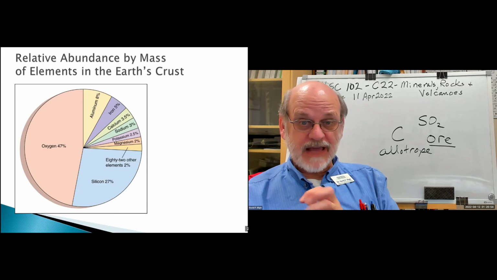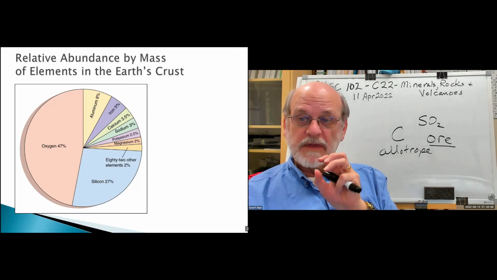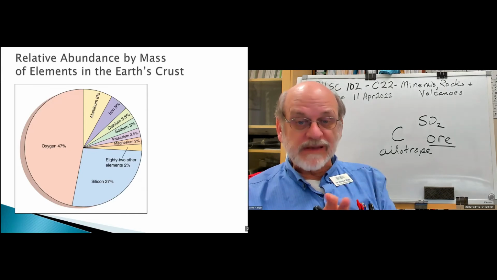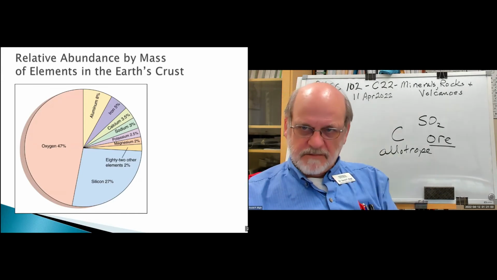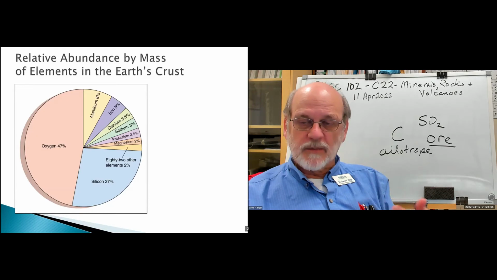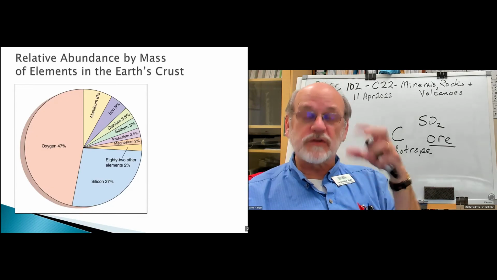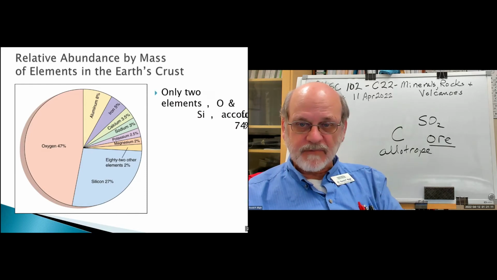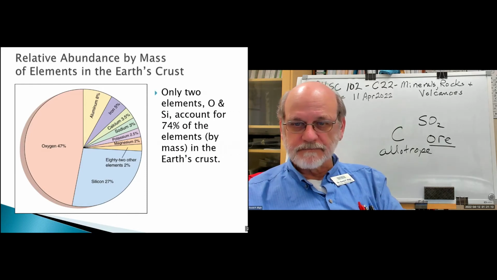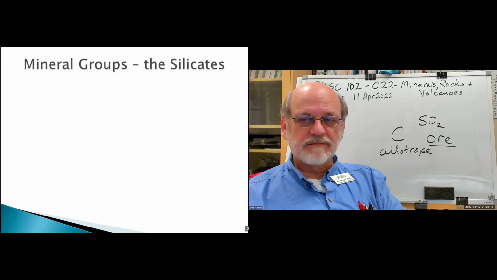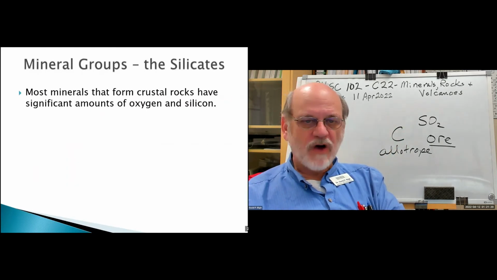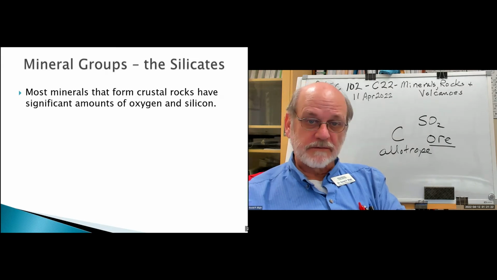And these trace elements can have a significant impact on the properties of the mineral. So don't discount them completely. It's just that those 8 elements make up the most of the mineral composition by mass. Okay, oxygen and silicon are 3/4 of the composition of all the minerals in the Earth's crust.